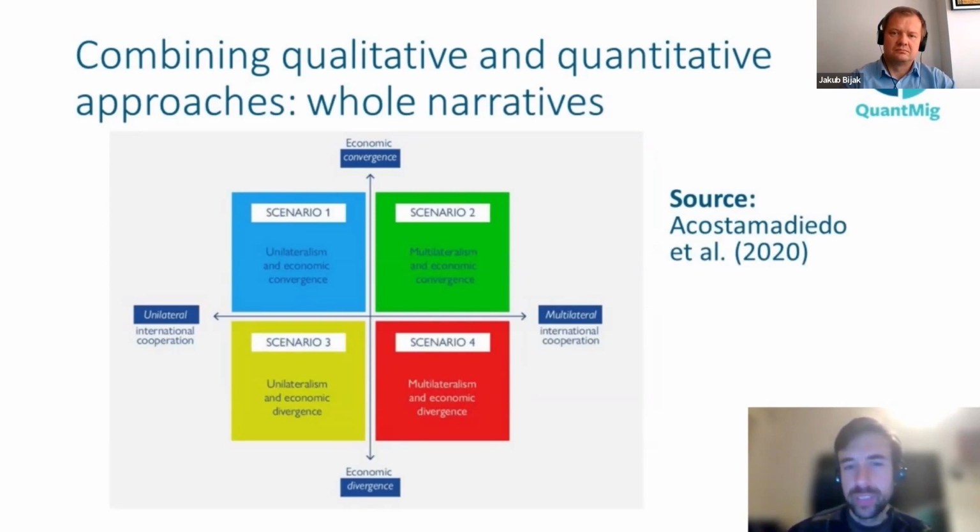We found two instances of such combinations in the literature. As a first example, Acosta Madiedo and colleagues report on the results of a workshop where experts use scenario planning to identify 4 scenarios of migration to Europe along the drivers economic convergence and level of international cooperation.